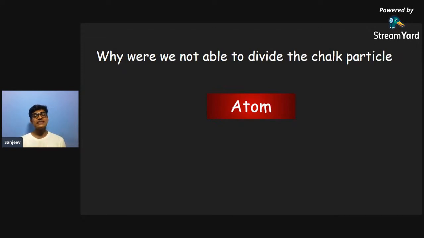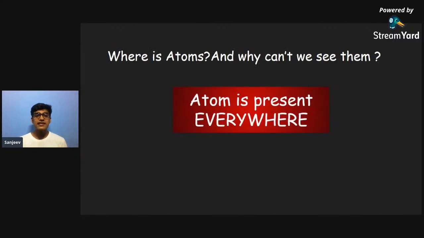So where is atom? Why can't we see them? So atoms are present everywhere. If I take this presenter as an object, in this atoms are present. If I take water, in that atoms are present. If I take air around me, in that also atoms are present. If I take myself, inside me atoms are present. So atoms are present not only in liquid, solid and gaseous, but also in living as well as non-living.